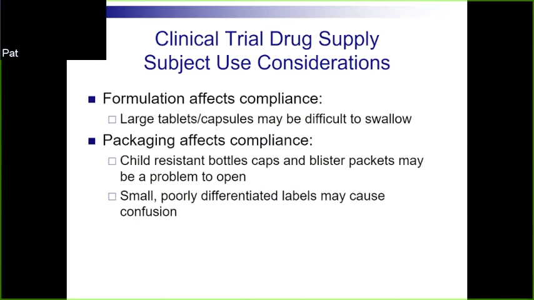So we want to make sure that over-encapsulated product is taken in an intact capsule. So size of the capsule is something to keep in mind, and then packaging and labeling. The child-resistant products work well for child-resistant, but they can be adult-resistant. So something just to keep in mind with the population of your study.